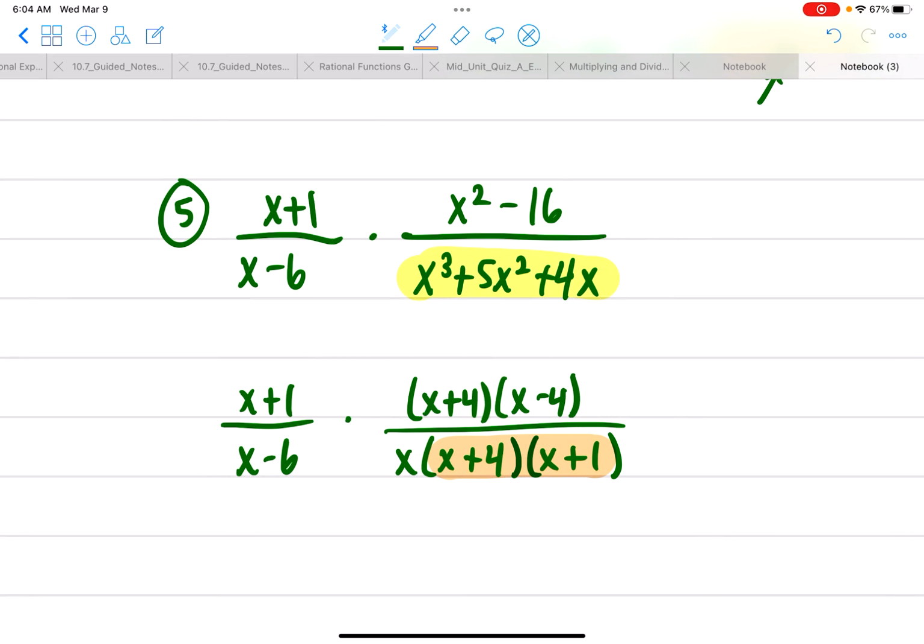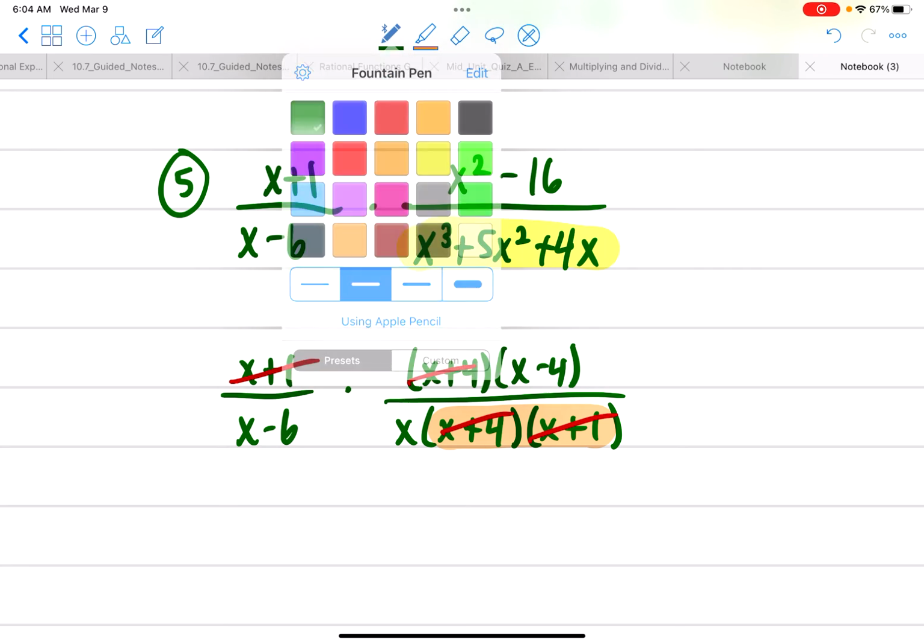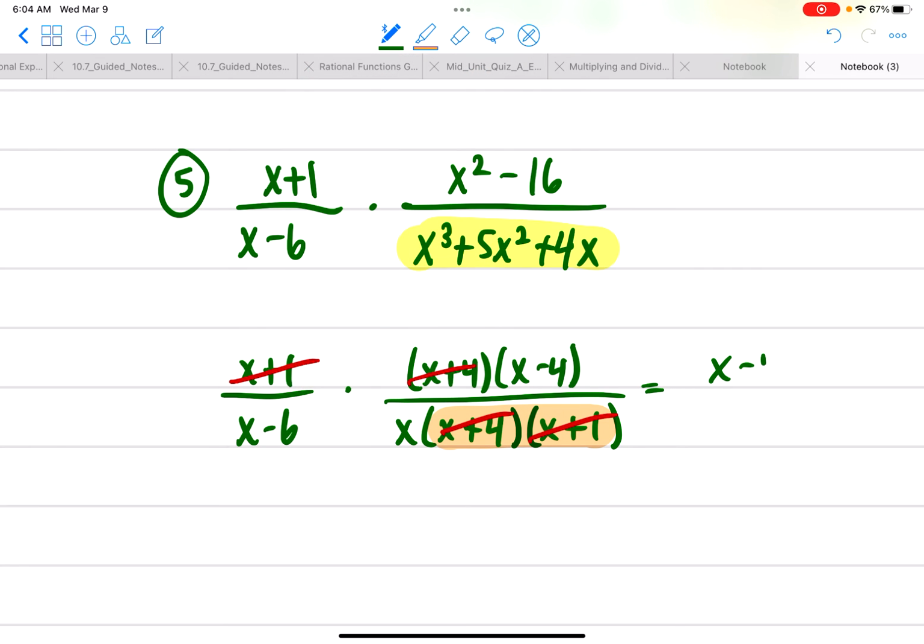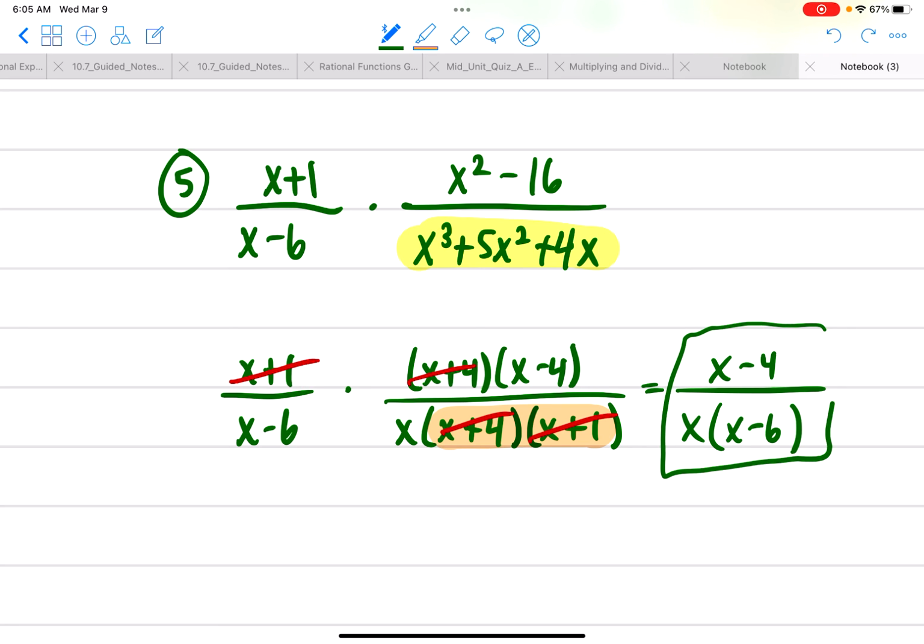Okay? All right, let's cancel now. So we got x plus 1s, we have x plus 4s, and I think that is it. So our final answer here would be x minus 4 over... I usually put this, if you have a lone x, I usually put that first. So I put x and then x minus 6. Make sure you have those multiplied there on the bottom. Okay, so that would be your final result there.